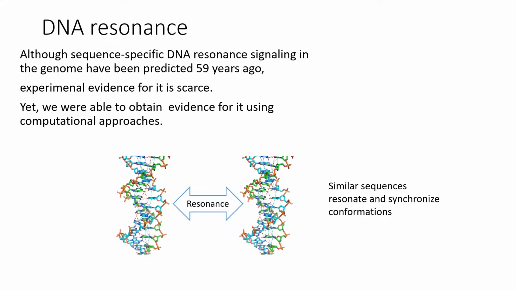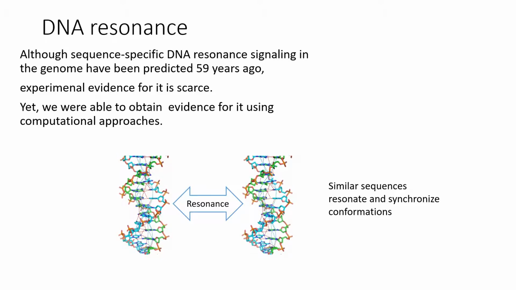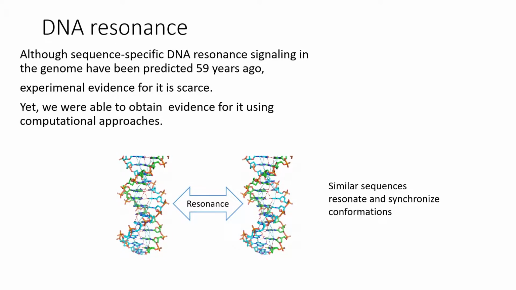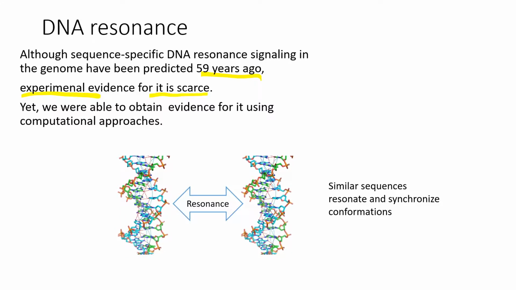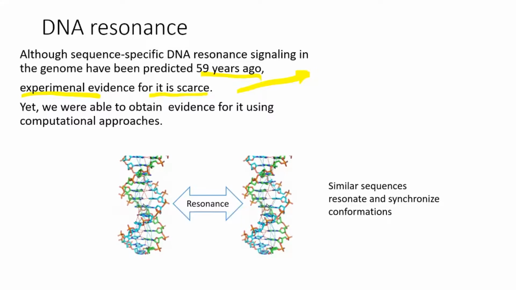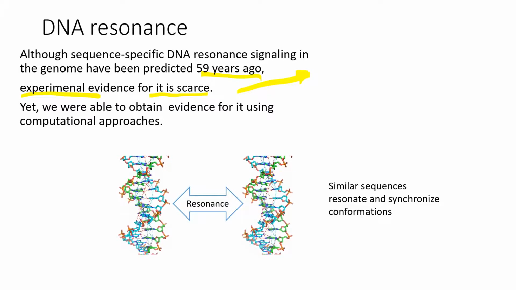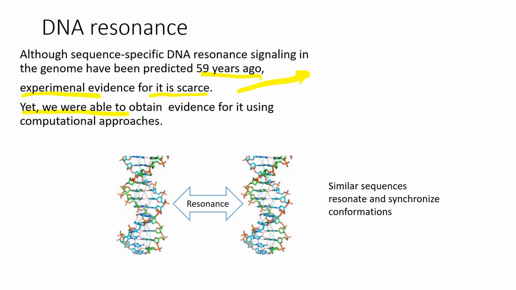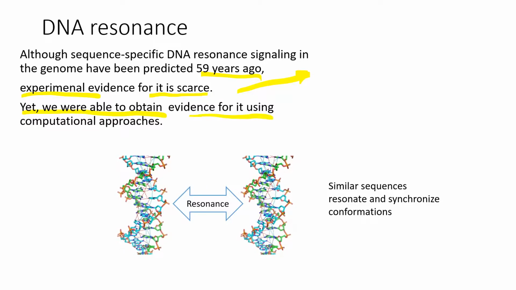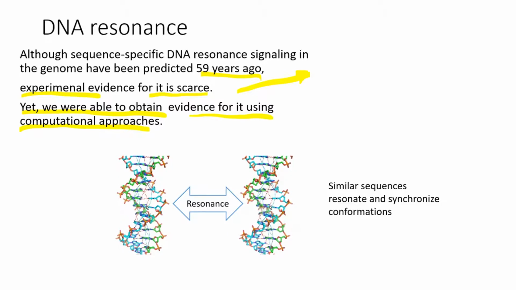Although sequence-specific DNA resonance signaling in the genome was predicted over 59 years ago, experimental evidence is scarce. The RAP works by Montagnier, but that's about it. That's pretty much limited, and the details are still missing. Yet we were able to obtain evidence for it using computational approaches.